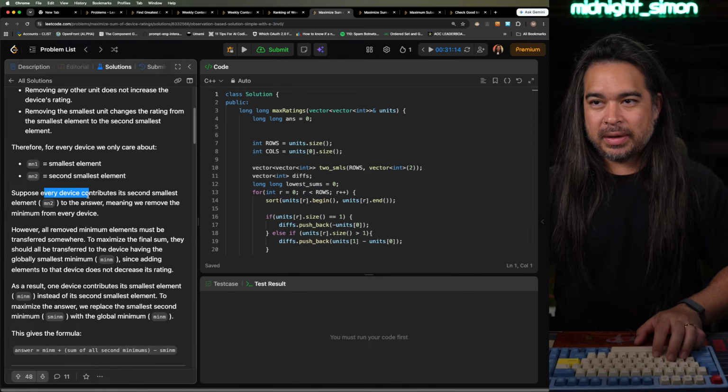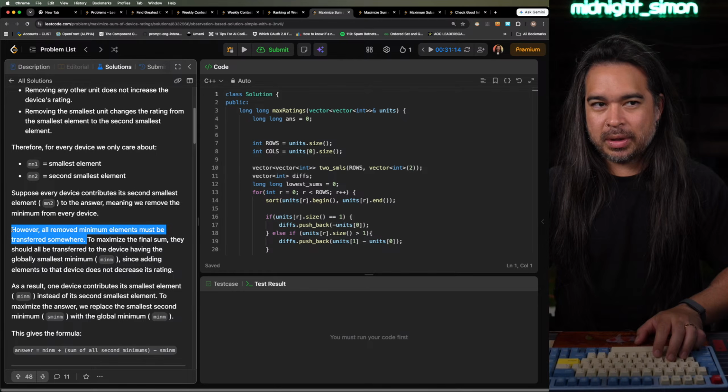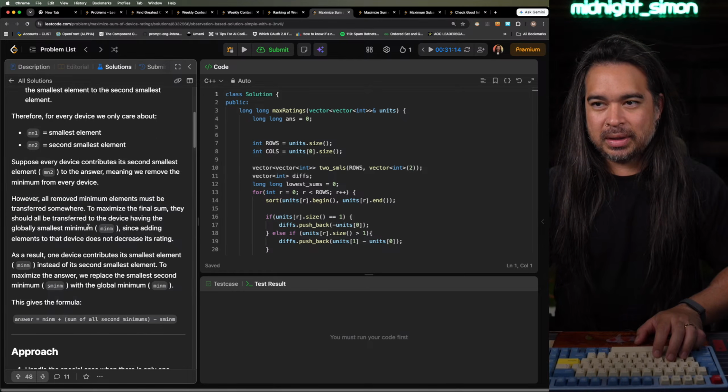Suppose every device contributes its second smallest element to the answer, meaning remove minimum from every device. However, all removed minimum elements must be transferred somewhere. This is where I'm stuck at. Where do you put those elements, you know? They should all be transferred to the device having the globally smallest minimum. I see.